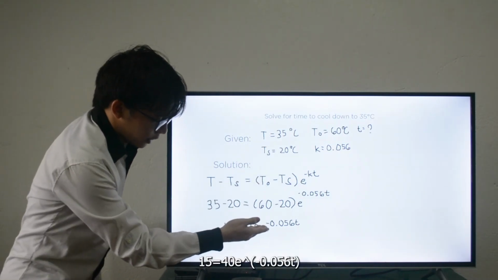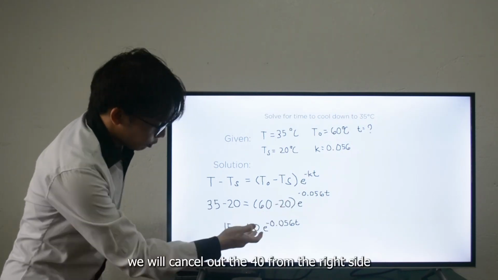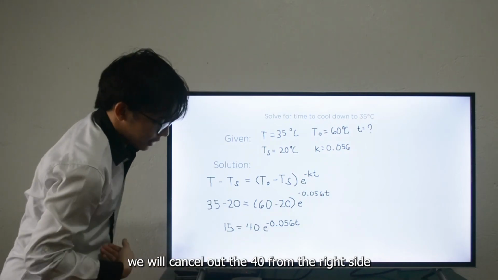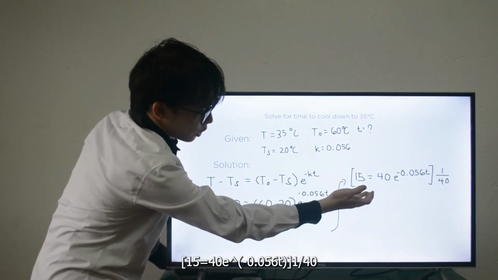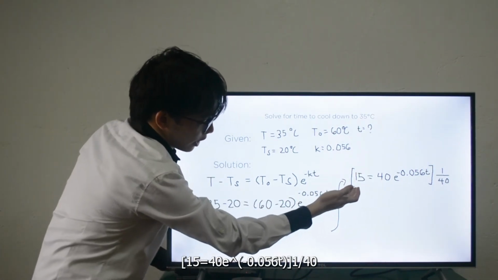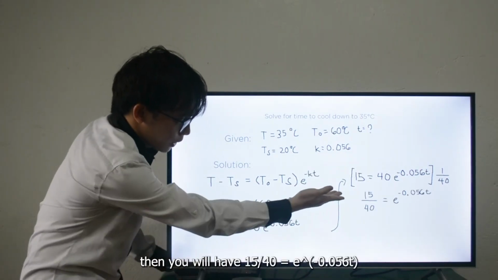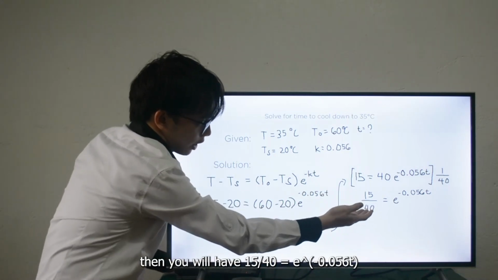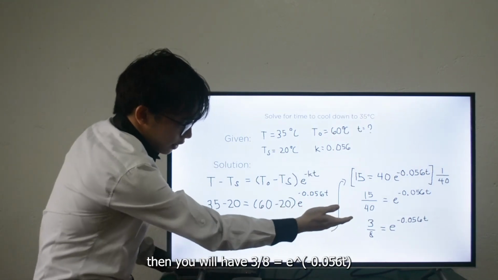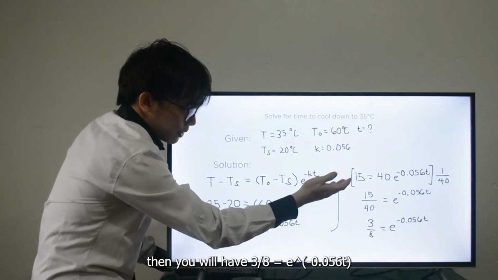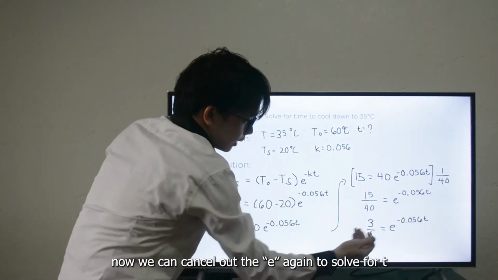15 equals 40 e raised to negative 0.056t. We will cancel out the 40 from the right side. Then you will have 15 multiplied by 1 over 40 equals 40 multiplied by e raised to negative 0.056t multiplied by 1 over 40. Then you will have 15 over 40 equals e raised to negative 0.056t. Then you will have 3 over 8 equals e raised to negative 0.056t. Now we're gonna cancel out the e again to solve for t.